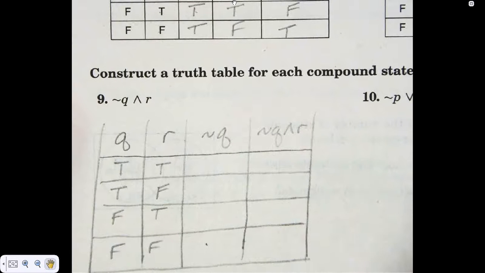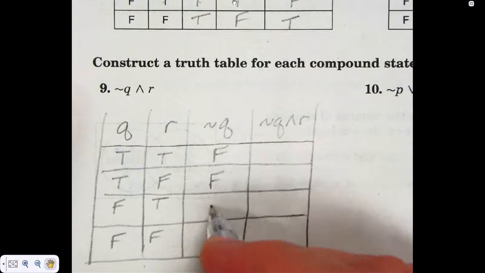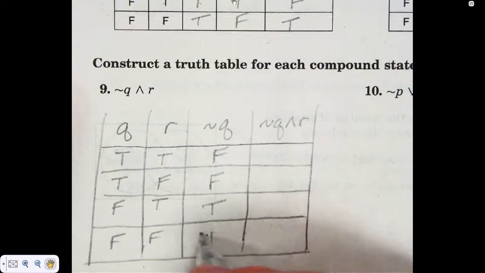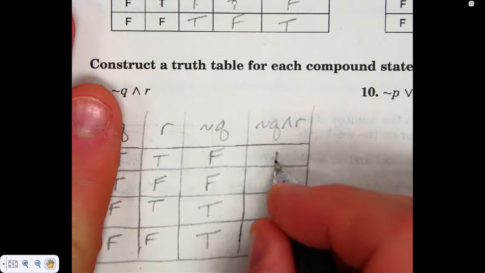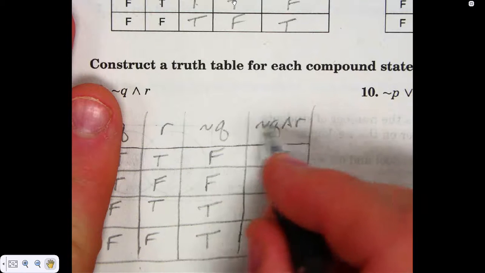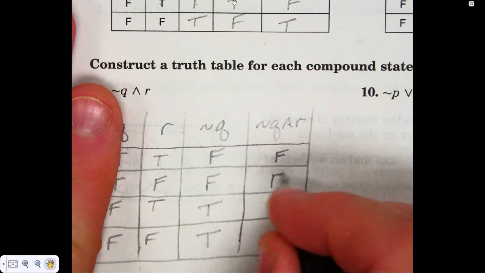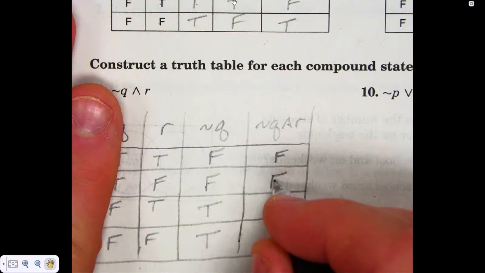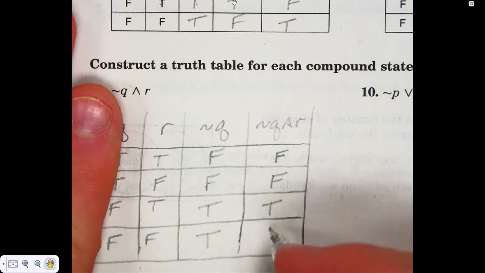Okay, what does this deal with? Q. So what's not Q? False. False. True. So now we just have to deal with these two here, right? True, false would be false, because this is an and, right? False, false would be false. True, true would be true. False, true would be false. That's simple.